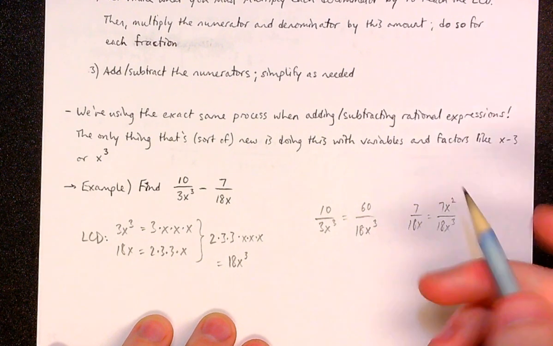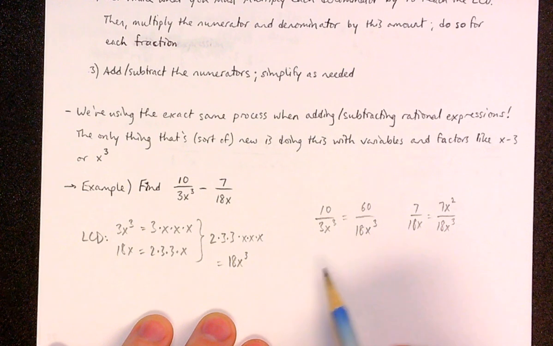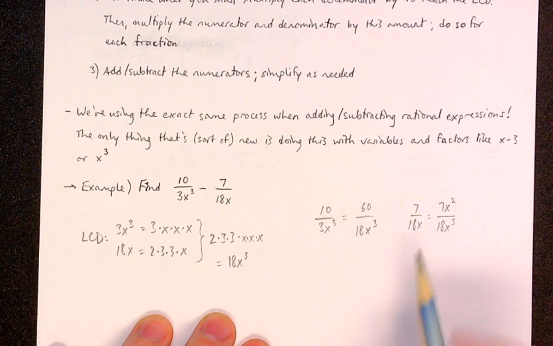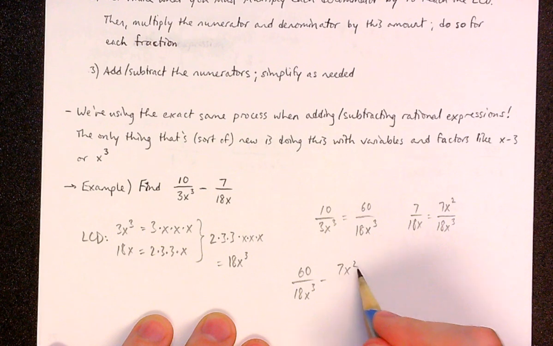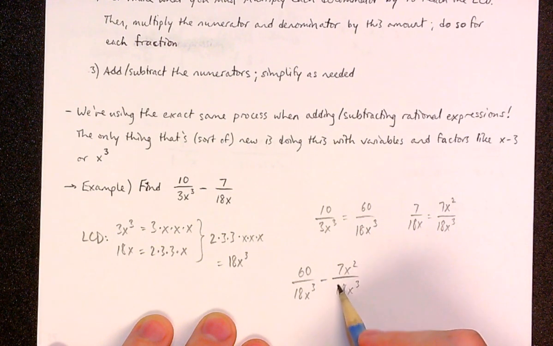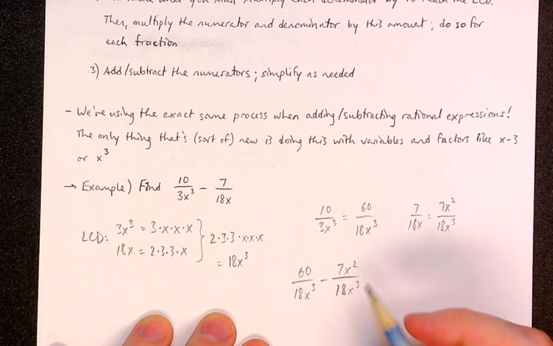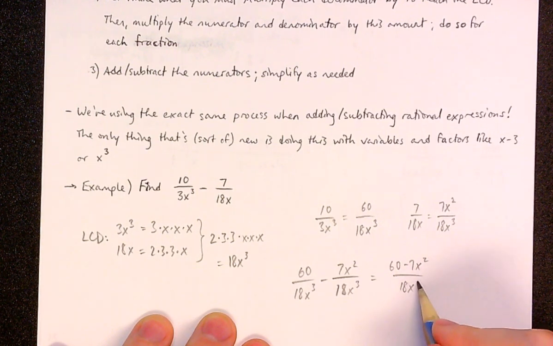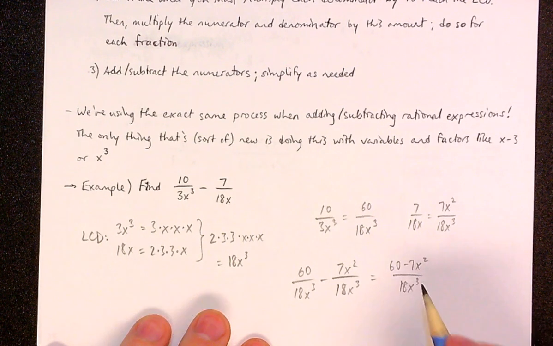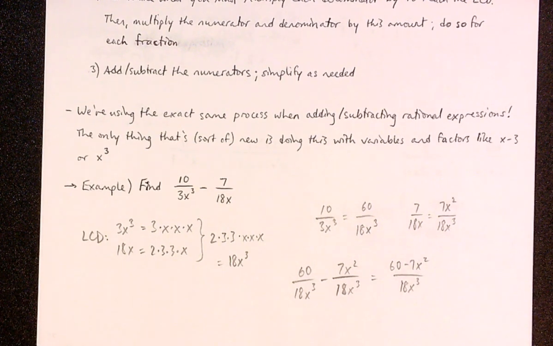So now, I just subtract these two rational expressions. So I have 60 over 18x cubed minus 7x squared over 18x cubed. And now the denominators are the same, so we can just subtract the numerators. So I have 60 minus 7x squared, all divided by 18x cubed.